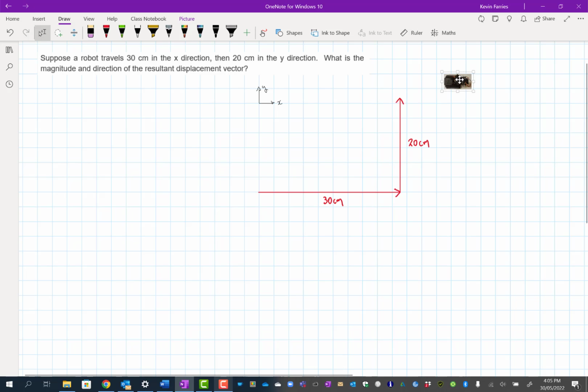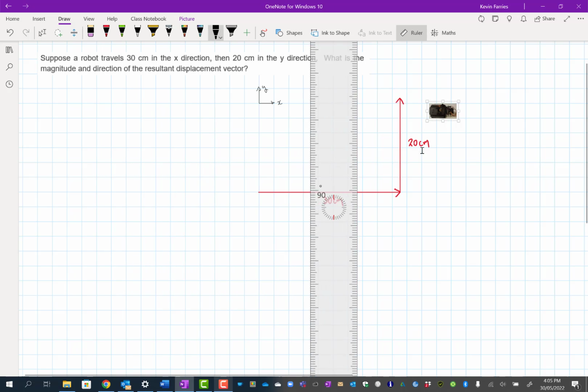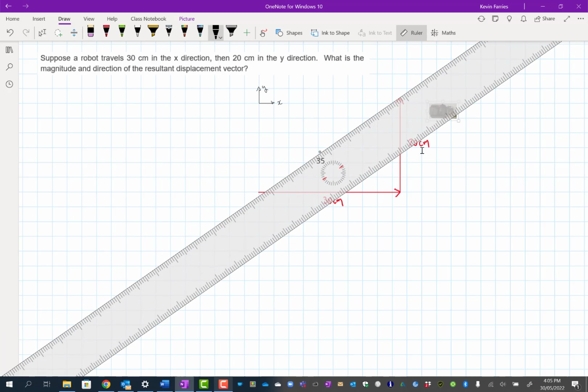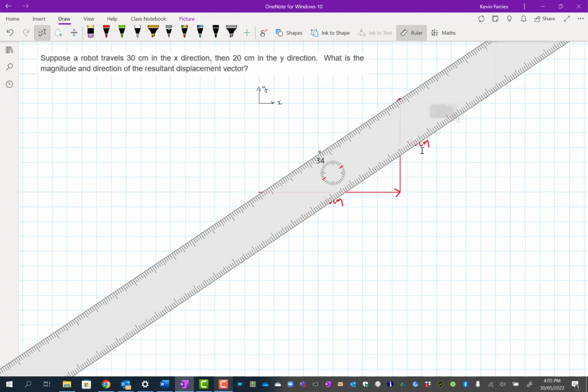Now, if we think about what this little robot's actually doing, it's traveling in this direction for 30 centimeters, and then it turns around. Sorry, I can't turn this around, but then it goes 20 centimeters in this direction and ends up here. So it starts here and finishes up here. The resultant vector is just the vector that joins the start point to the finish point for all of your displacement vectors put together, nose to tail, so one after the other.